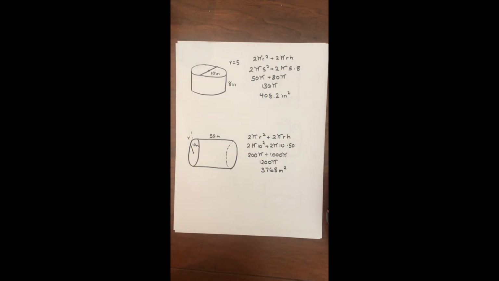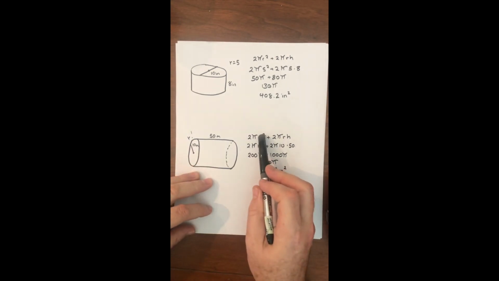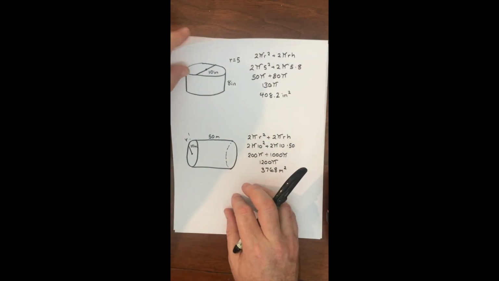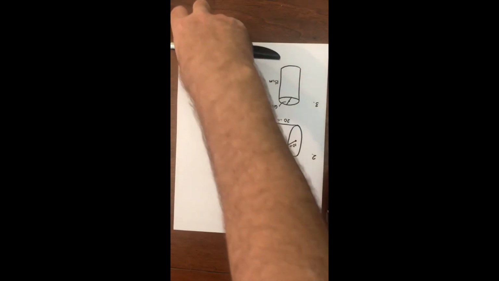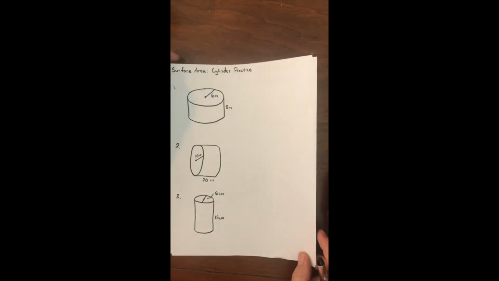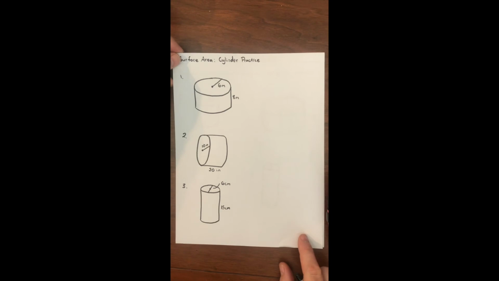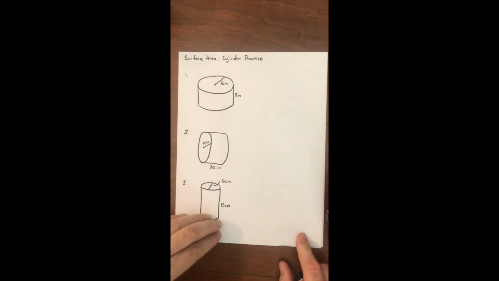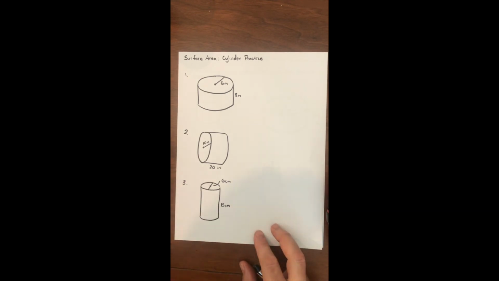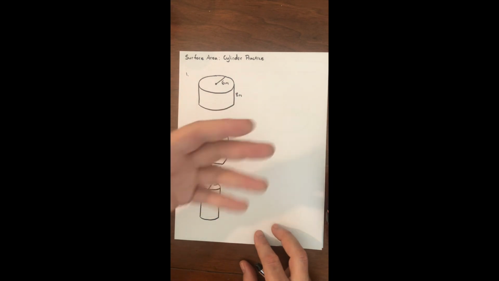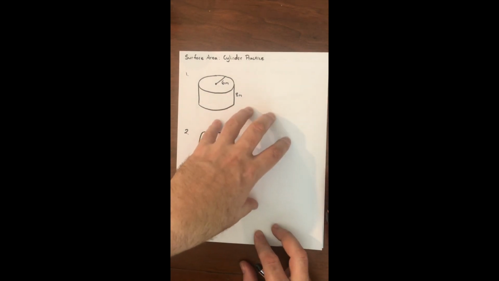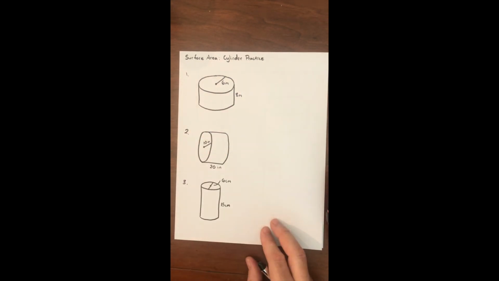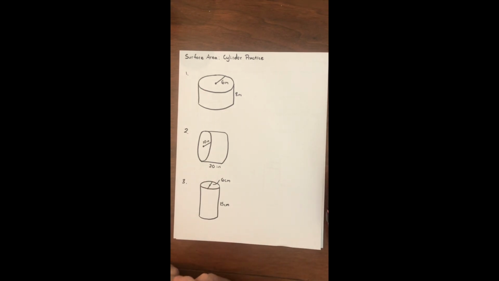Okay, so you know the formula. 2 pi r squared and 2 pi r h. Oops, that's upside down. Here you go with surface area cylinder practice. 3 in a row. Pause the video. Do all 3. If you really just want to go one at a time, you can. And then I'll go over them, and you should have these correct answers. This is the work you need to send to me for credit for this lesson. Okay, so pause the video.